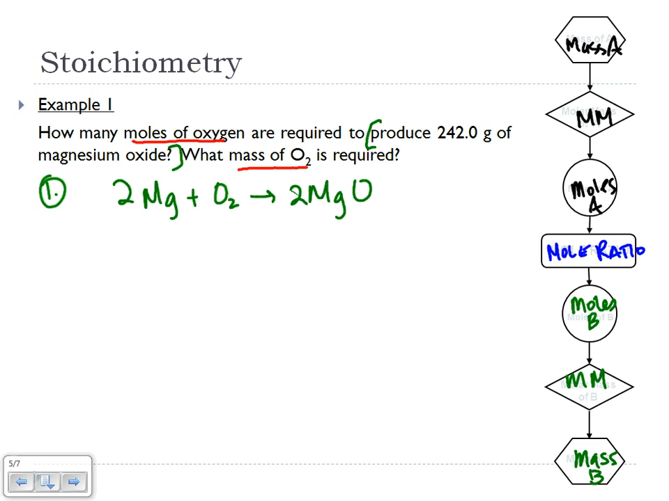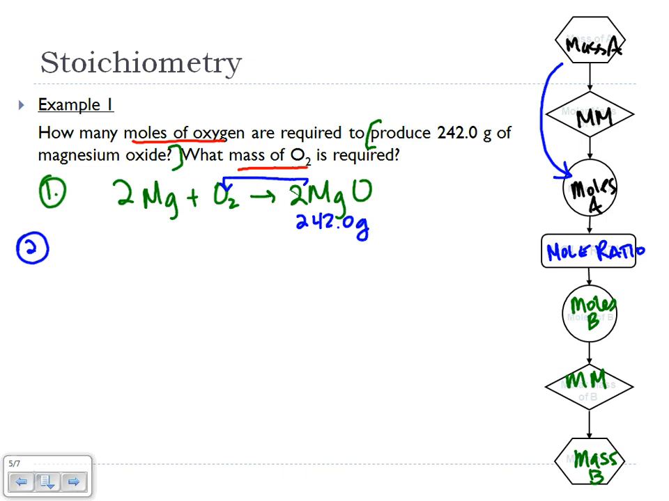Step 2, I'll do it in a different color. Step 2 is going to be converting the mass of A to the moles of A. So in this case, I use the 242 grams of magnesium oxide, and I'm going to convert that to moles. So I've got 242 grams of this stuff here, and I'm going to convert that to oxygen. That's sort of the flow that I'm going in here. So how do you convert from mass to moles? I use the molar mass.